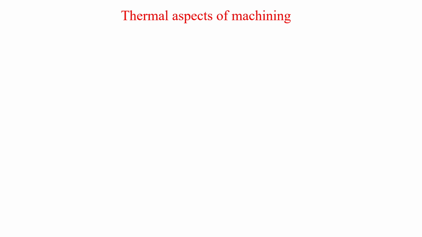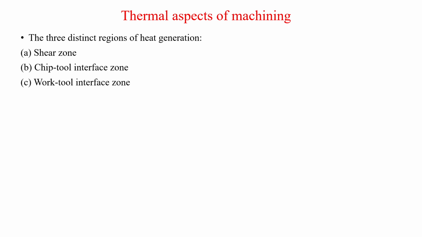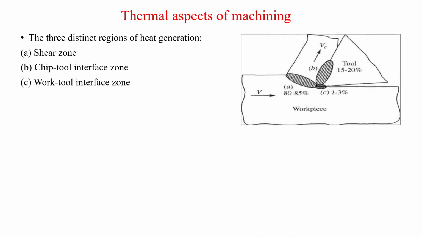Okay, so first of all, when we do machining, talking about simple single point cutting tool machining, there are basically three distinct regions of heat generation. One is the shear zone, one is the chip tool interface zone, and one is the work tool interface zone. Please see this figure. You can see there are three zones: zone A, zone B, and zone C.